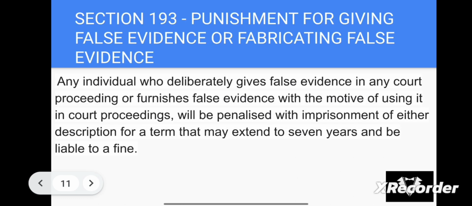Section 193. Section 193 speaks about punishment for giving false evidence or fabricating false evidence. Any individual who deliberately gives false evidence in any court proceedings, or furnishes false evidence with the motive of using it in court proceedings, will be penalized with imprisonment of either description for a term that may extend to 7 years and be liable to a fine.